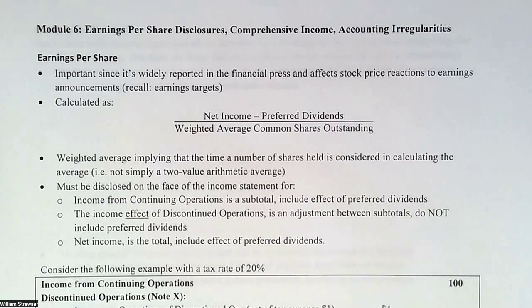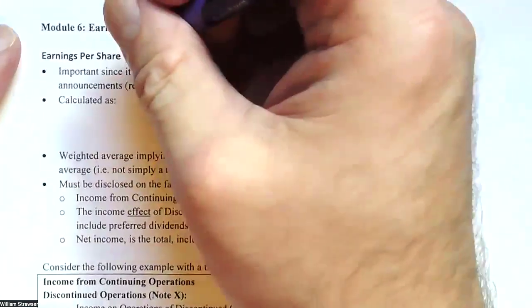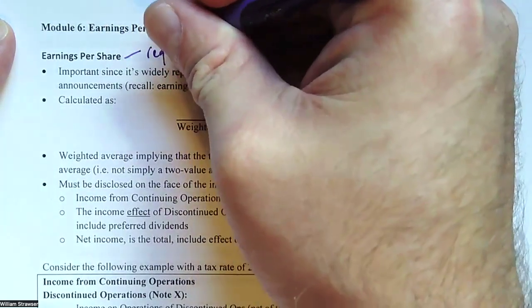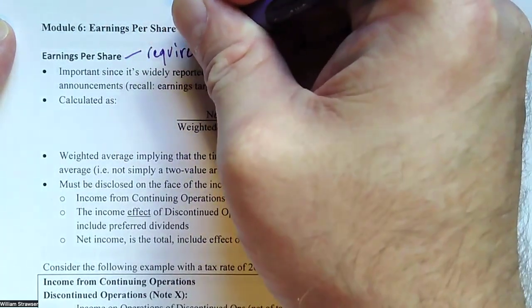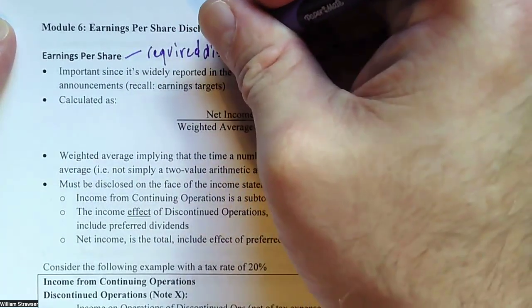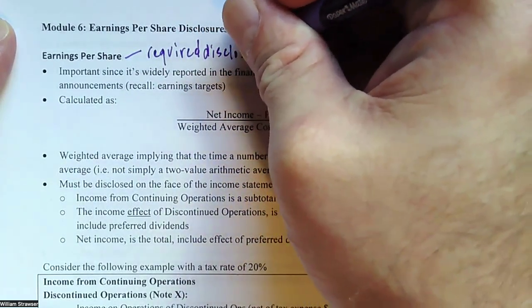So this next module material extends a bit into the income statement. We've already developed a proper income statement. There's just a few more things that we have to consider. One is earnings per share. This one is a required disclosure on every income statement that is submitted for an annual report, and it appears at the bottom of the income statement.